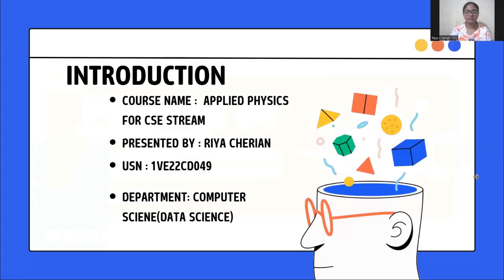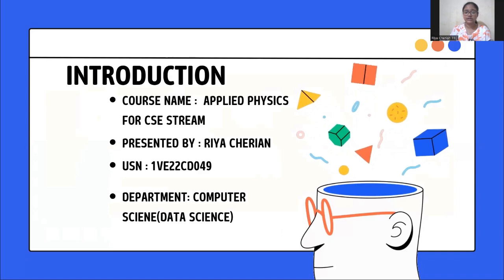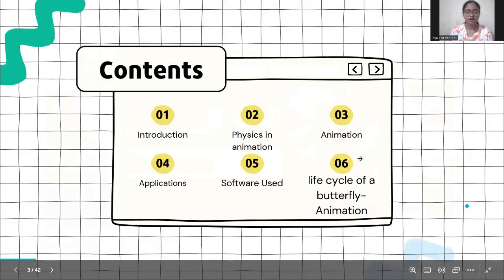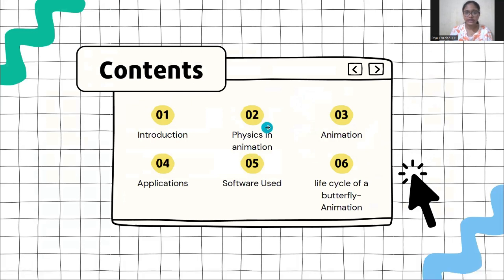Today I will be giving a presentation on how physics is related to animation. So first we are going to deal with how physics is related to animation. Second, what is animation? Third, what are its applications? Then the software used. Next, we are going to take a small example, that is the life cycle of a butterfly, to understand animation better.